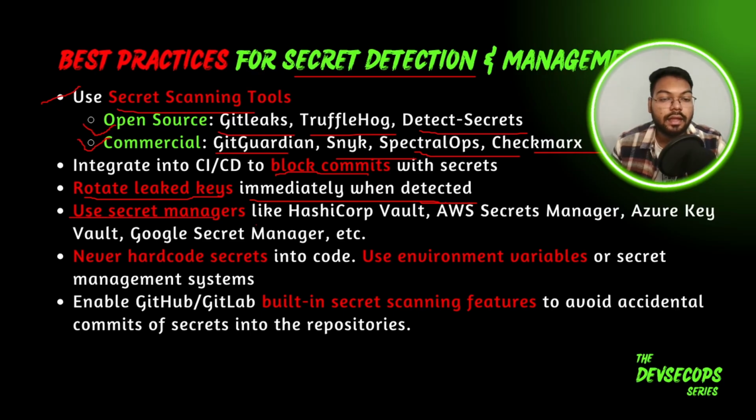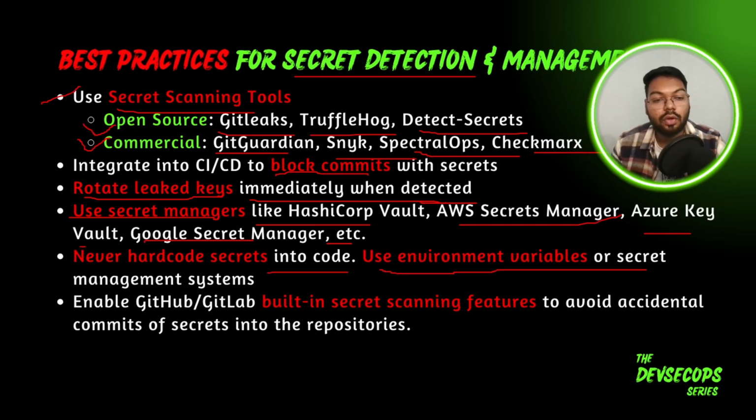Then use secret managers like HashiCorp Vault, AWS Secrets Manager, Azure Key Vault, or Google Secret Manager, and there are a lot of vendors that you can use. And then never hard code secrets into code. That's what we have been discussing for so long. Use environment variables or a secret management system so your application, services, APIs, or users use these keys from the secret management tool instead of directly hard coding them into your code base.